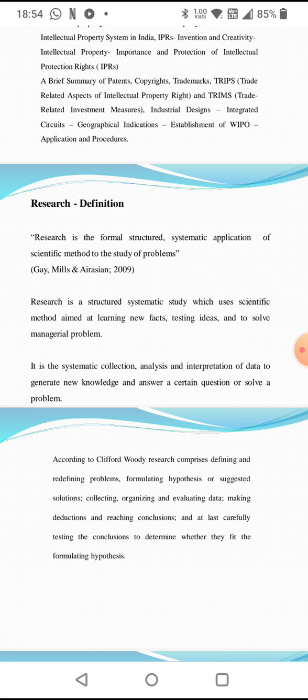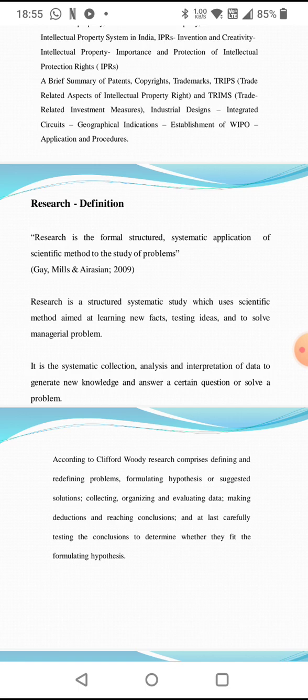Coming to research. So what exactly do you mean by research? Research is a formal, structured, systematic application of scientific method to the study of problems. This is what is given by Gay, Mills and Airasian in 2009. And it is structured because you have all those parameters and processes in line, step by step.